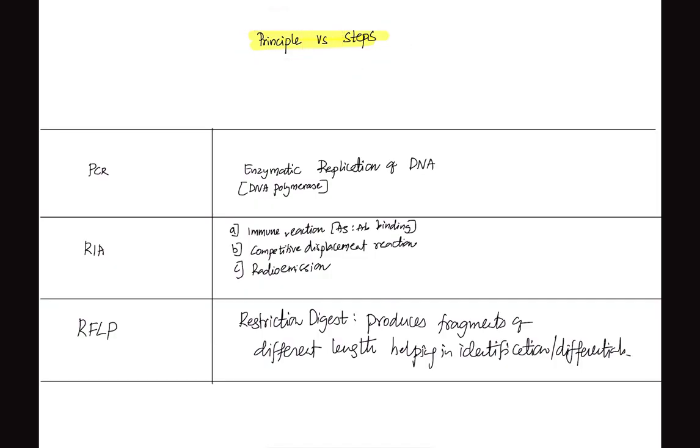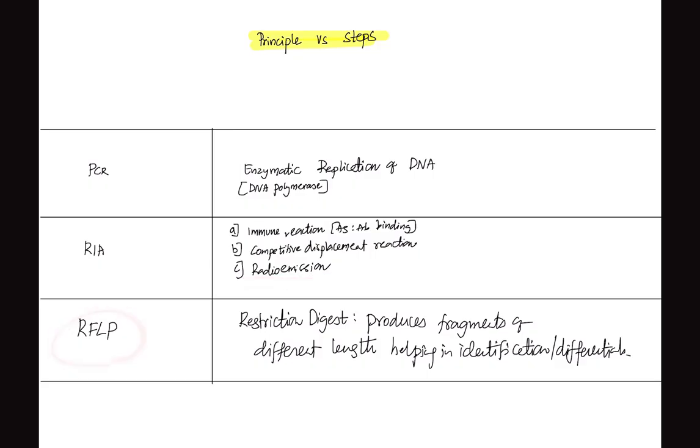But principle part, PCR, the principle is enzymatic replication of DNA. We use DNA polymerase to replicate one DNA into million copies of DNA. That is PCR. So how it is done? We have denaturation, annealing, renaturation. So these are the steps. Don't write denaturation, annealing, renaturation in the principle part. Similarly, radioimmunoassay. Yes, there are three important principles. One which is based on immune reaction, second is competitive displacement reaction, and other is radio emission.